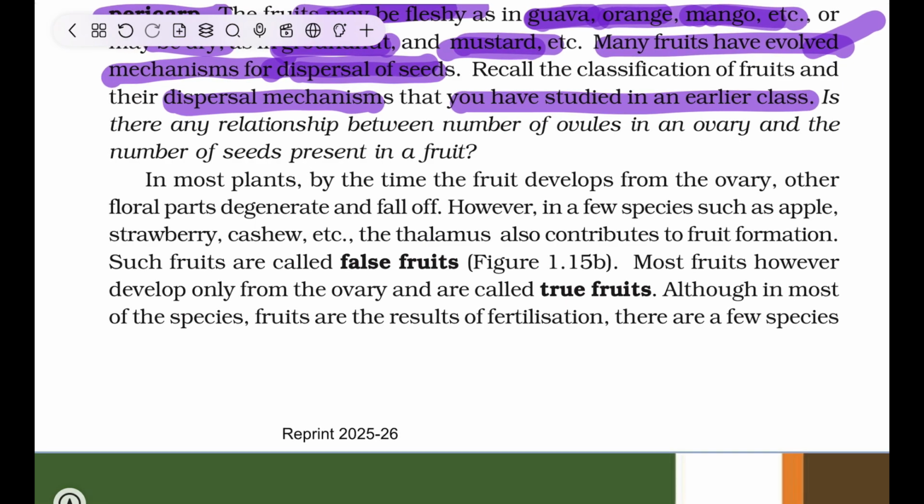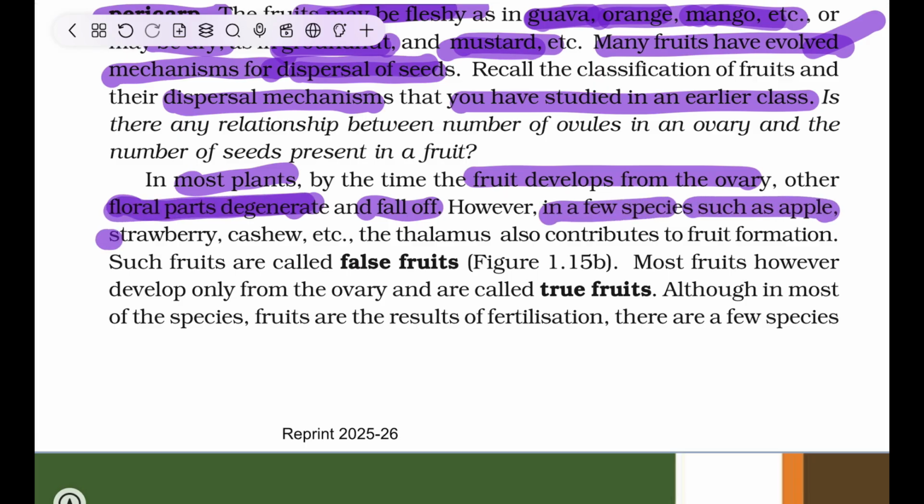In most plants, by the time fruit develops from an ovary, other floral parts such as sepals and petals degenerate and fall off, and the fruit develops from the ovary. They basically become mature and old, and they will fall off, right? However, in a few species such as apple, strawberry, cashew, the thalamus also contributes to fruit formation, and that is called a false fruit.